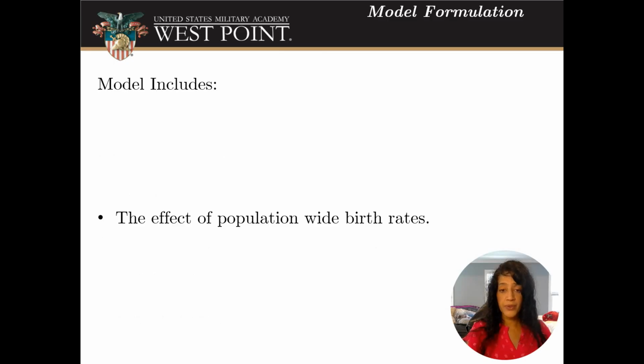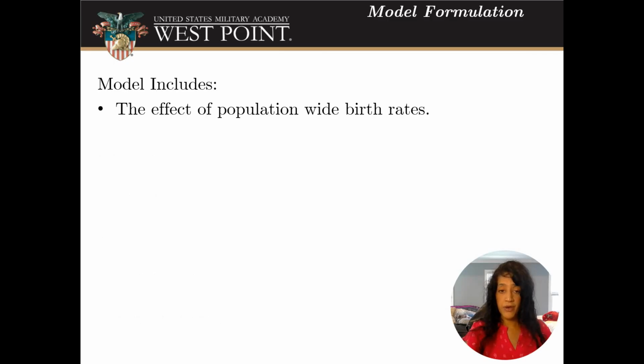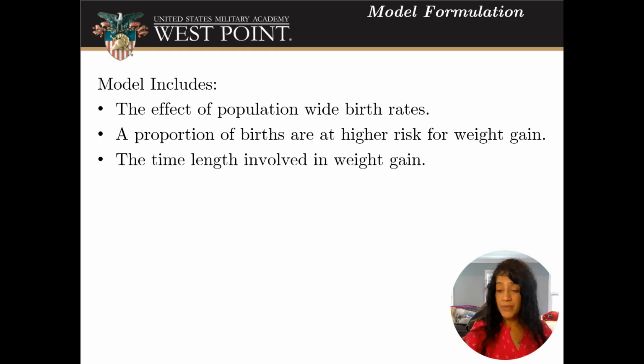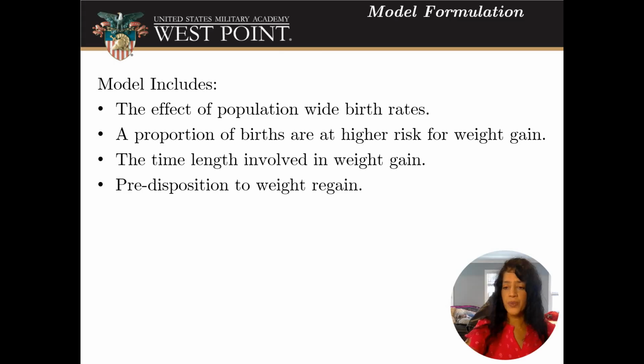This model includes parameters that are actually the birth rate, and the proportion of births that are at higher risk for weight gain. So being born in an obesogenic environment, for example, would be a higher predisposition to weight gain. There's a time length involved to weight gain, so it's not immediate, you don't jump from one category to the other, so that's built in, this lag. There's a predisposition to weight regain. That means that if you've lost weight and ended up maybe back in the normal category, that you as a chunk, that population subchunk, is more apt to gain weight back.